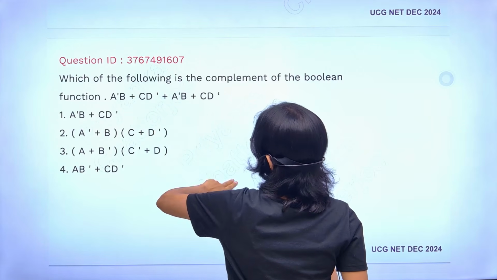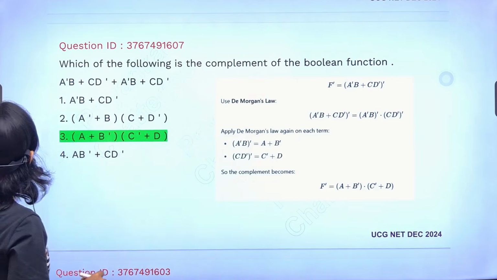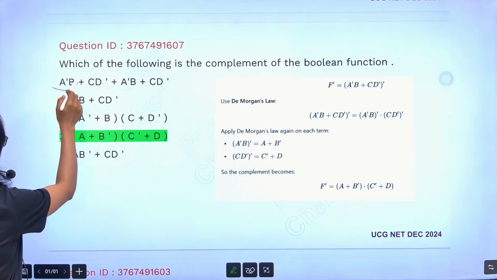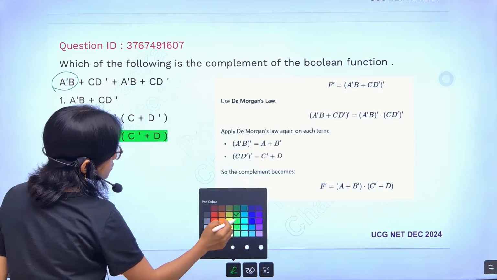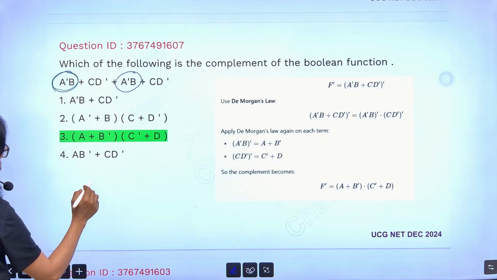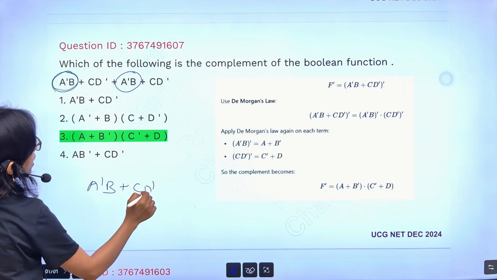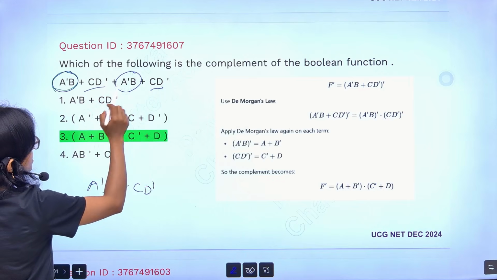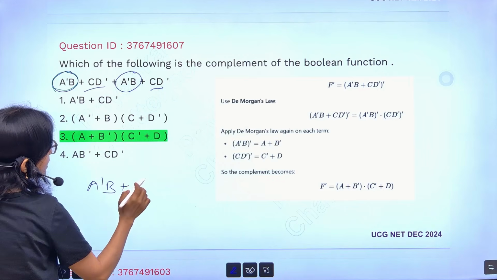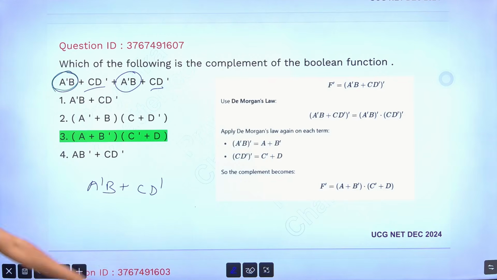So whenever I am solving it, first of all you can see that there are two a bar b, right? This is also a bar b, this is also a bar b. So I can take a bar b directly once, and after that c d bar. This is also c d bar, this is also c d bar. So directly I can take c d bar only. So only a bar b plus c d bar.